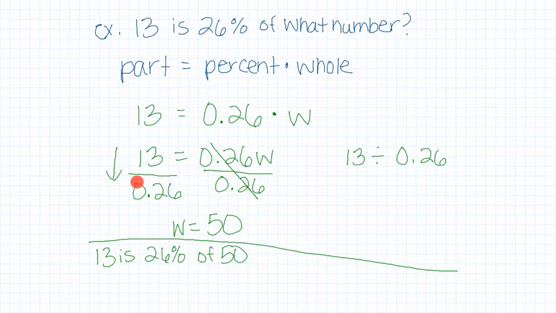Now, for the next one, we were missing the whole, and so it got a little trickier. We needed to do some algebra here. We needed to solve this equation by dividing by 0.26 on this side of the equation and dividing by 0.26 on the other side. If we do that, we get that W equals 50. So our whole is 50. So 13 is 26% of 50. So that's the percent equation.